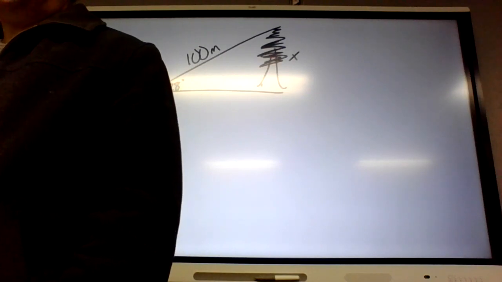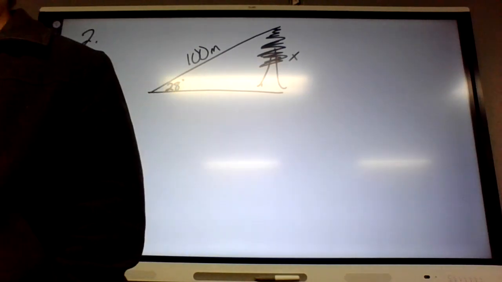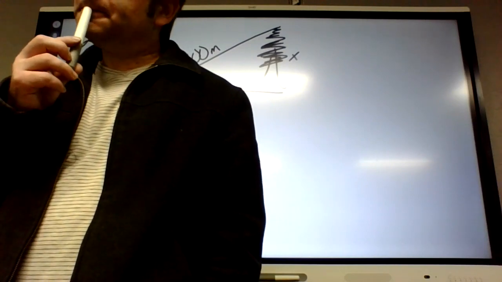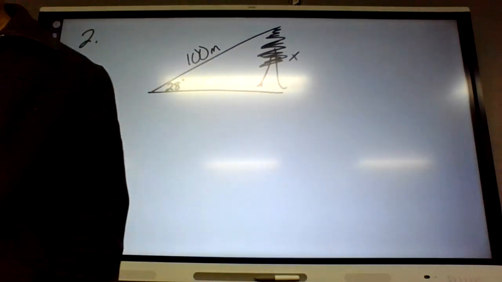I'm not completely sure if they meant the tree was 100 meters away or the top of the tree was 100 meters away. So we'll see if I guessed right.